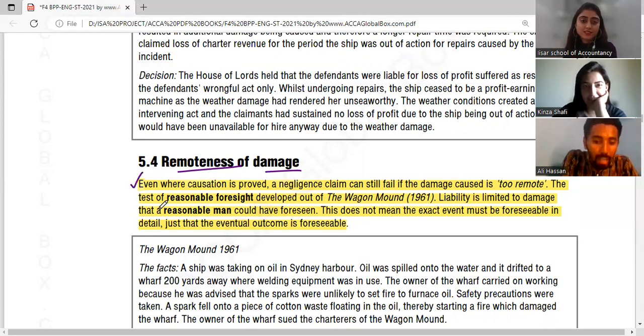Even if causation is true, a negligence claim can still fail if the damage is too remote. The test of reasonable foresight developed out of the Wagon Mound. Liability is limited to damage that a reasonable man could have foreseen. This does not mean the exact event must be foreseeable in detail, just that the eventual outcome is foreseeable.